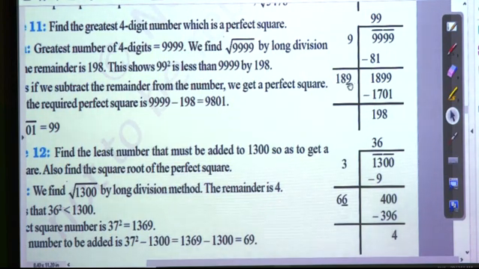Double of the quotient 9, that is 18, we are writing here. A blank is kept there, and we have to guess a digit such that the product is less than or equal to the next dividend. 18 is the remainder, and the next group under the bar, 99, is brought down. Now the new dividend is 1899. Let us check.